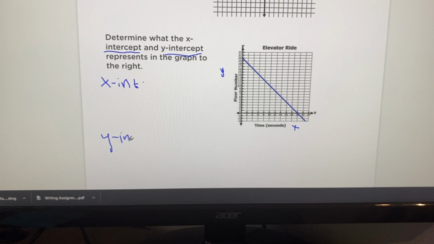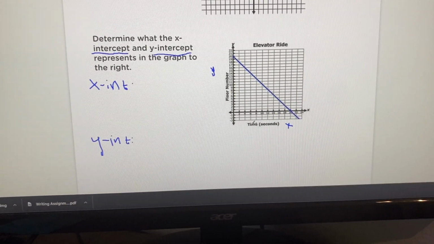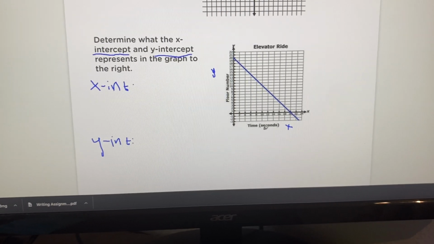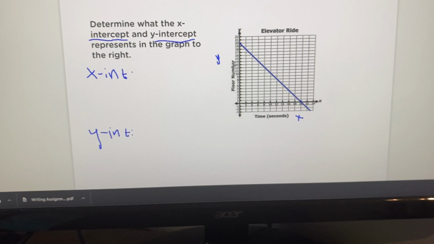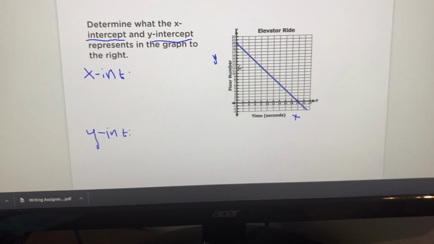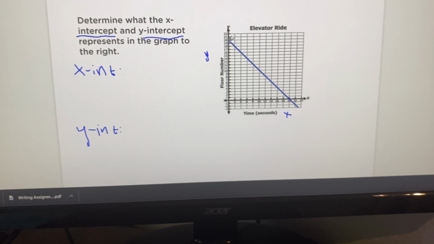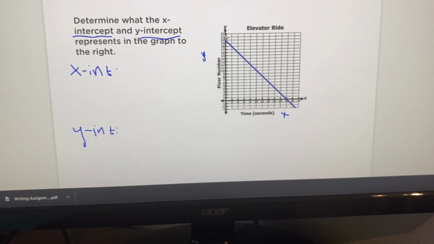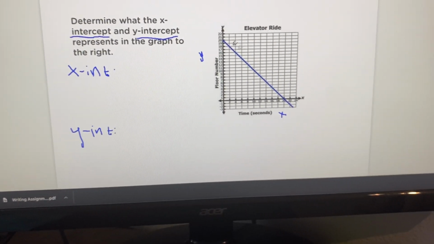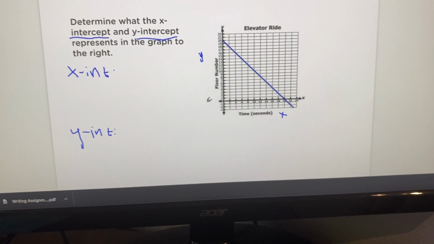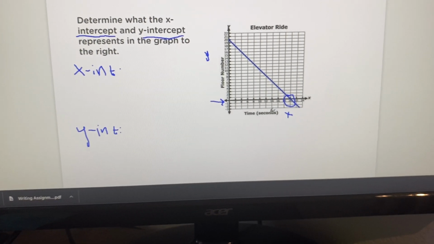Okay, so let's go ahead and read our graph. This is referring to an elevator ride. So it's saying down here on the bottom is time in seconds, and over here the y-axis is the floor numbers. Okay, so we're going to start on floor 20, and we're going to go down. So to go from floor 20 to floor 0, when we're on ground level, would take us 20 seconds.